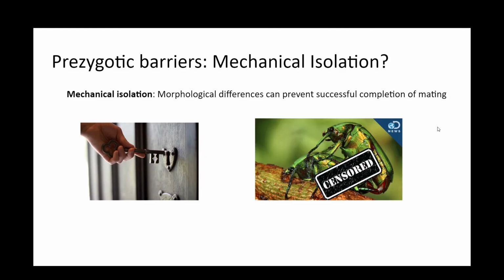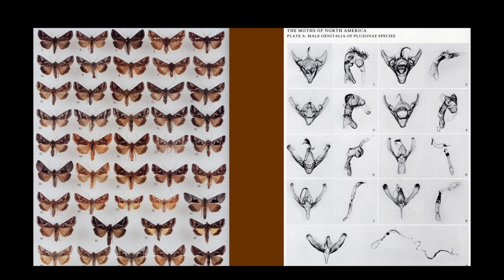Our next type of prezygotic barrier is something called mechanical isolation. Mechanical isolation is where the sexual reproductive organs of the organisms don't match. You can kind of think of this like a lock and key mechanism. Here's a cool example from the moth family that I studied in grad school. You can see all of these look very similar. So what would keep them from interbreeding? Well, one is actually the structure of the male penis. That's what you see over here. Notice that the structures are distinctly different.